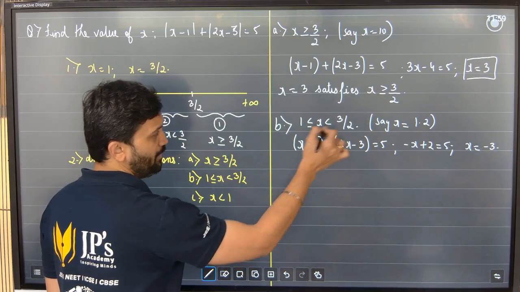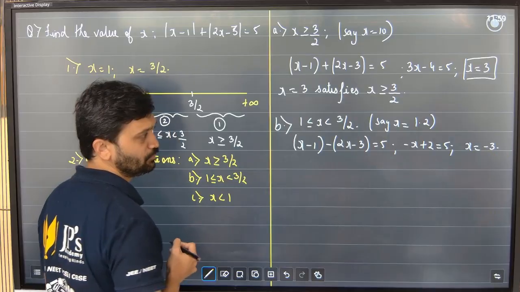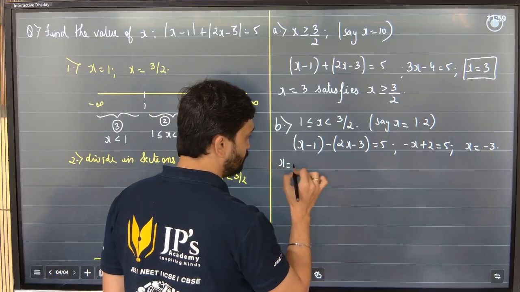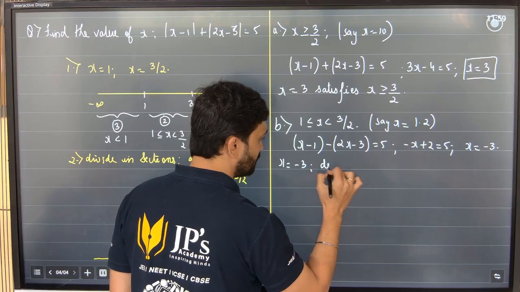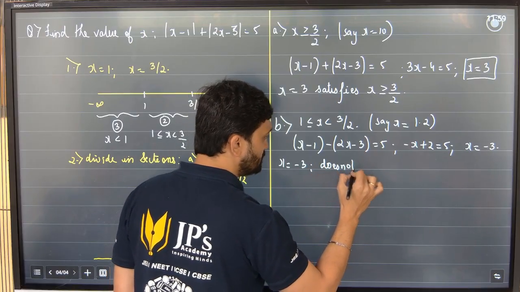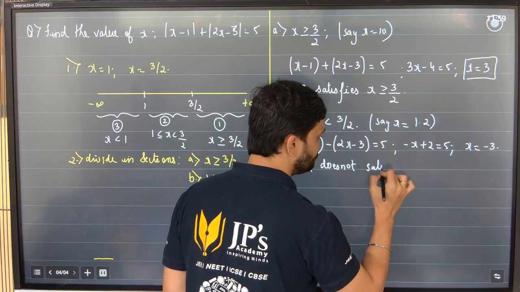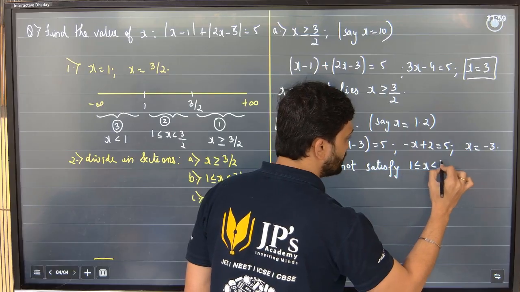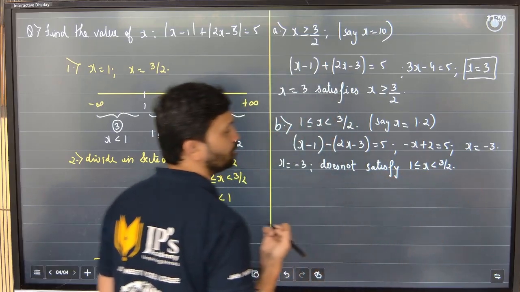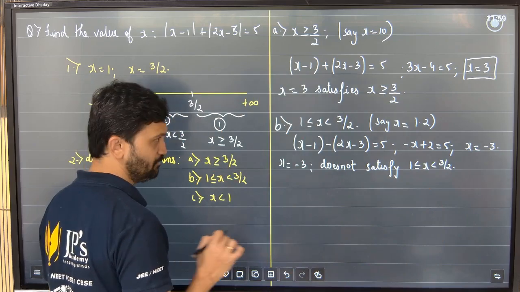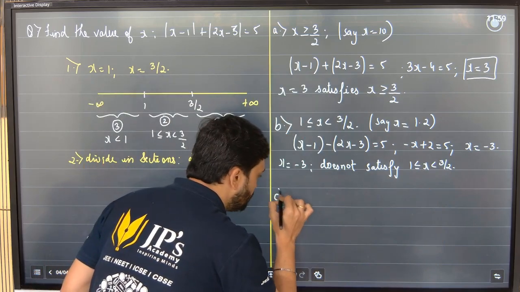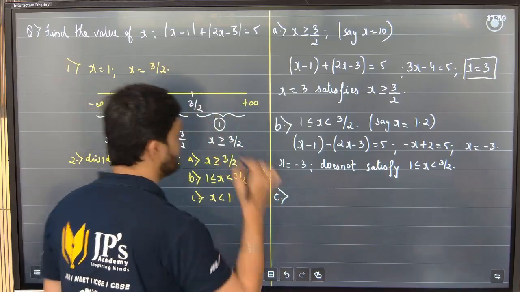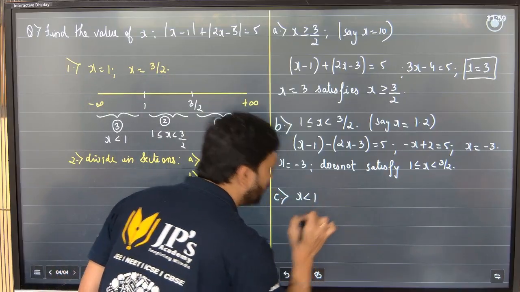x is equal to minus 3. Does x is equal to minus 3 lie between 1 and 3 by 2? So I'll write that x is equal to minus 3 does not satisfy 1 less than or equal to x less than 3 by 2. And the third part is x is less than 1.